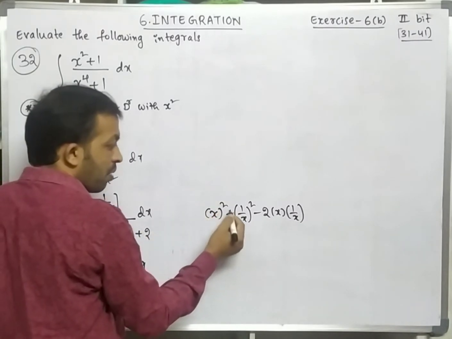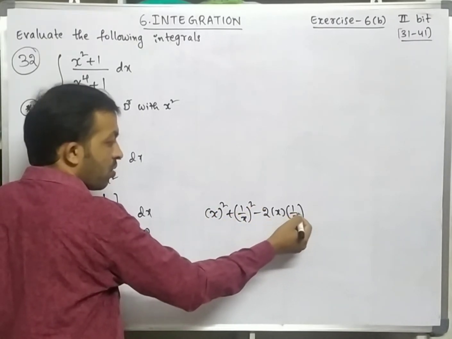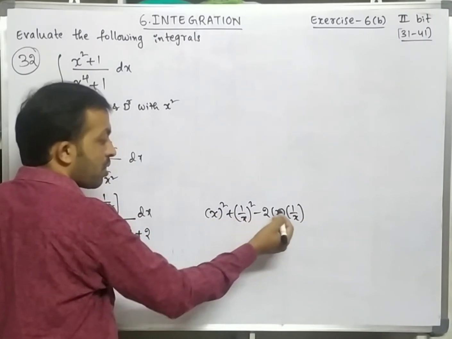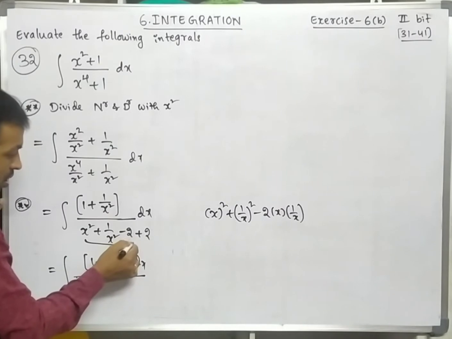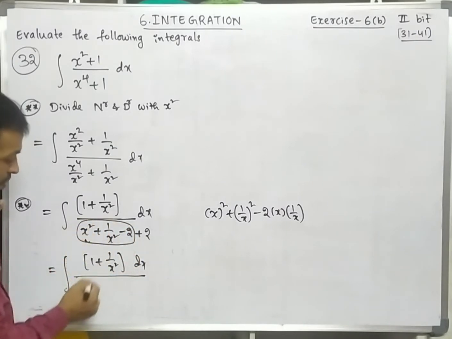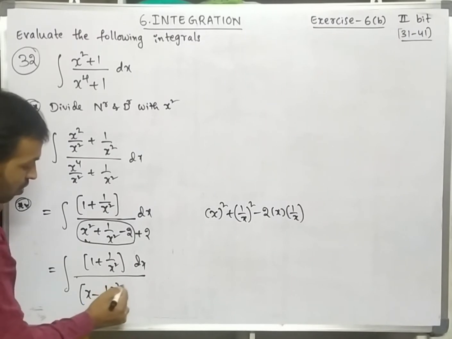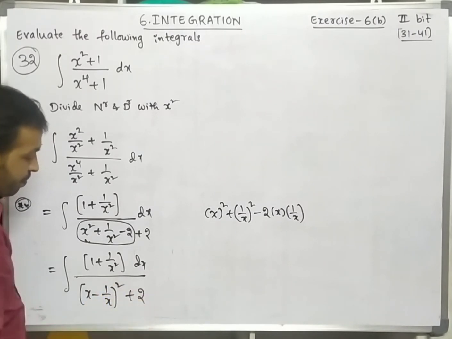So x square plus 1 by x square minus 2 into x into 1 by x is of the form a square plus b square minus 2ab. So this term can be written as (x minus 1 by x) whole square plus 2.